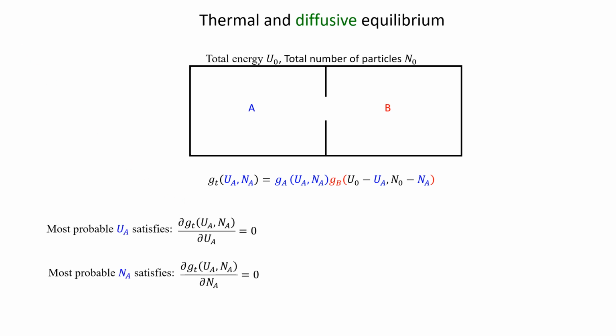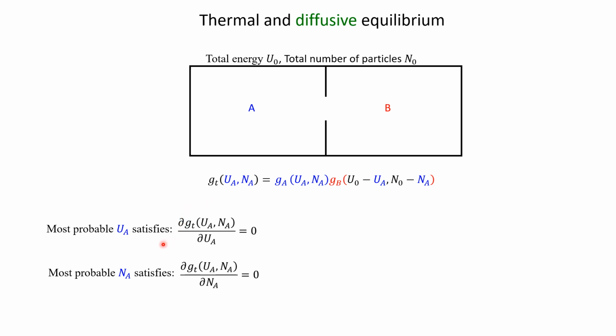Now we can ask the same question we asked in Lecture 4. We can ask what is the most probable energy of system A? Well, it's the same answer. It is the energy with most states. In other words, it is the energy that maximizes the multiplicity of the total system. In other words, it is the energy satisfying the condition that the derivative of the multiplicity with respect to the energy is 0, because that's the point of maximum.